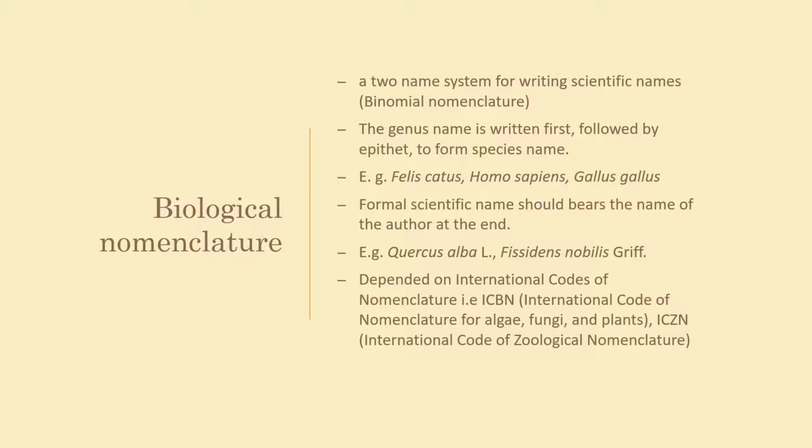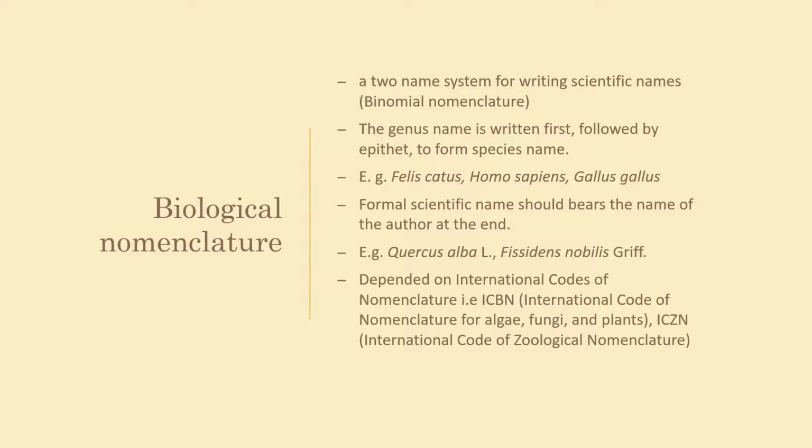Another example is Homo sapiens and Gallus gallus. Okay, Gallus gallus is known also as tautonym because the genus and the epithet is the same word. Formal scientific name should bear the name of the author at the end. For example, Quercus alba, L. L means the author of the name, Linnaeus.